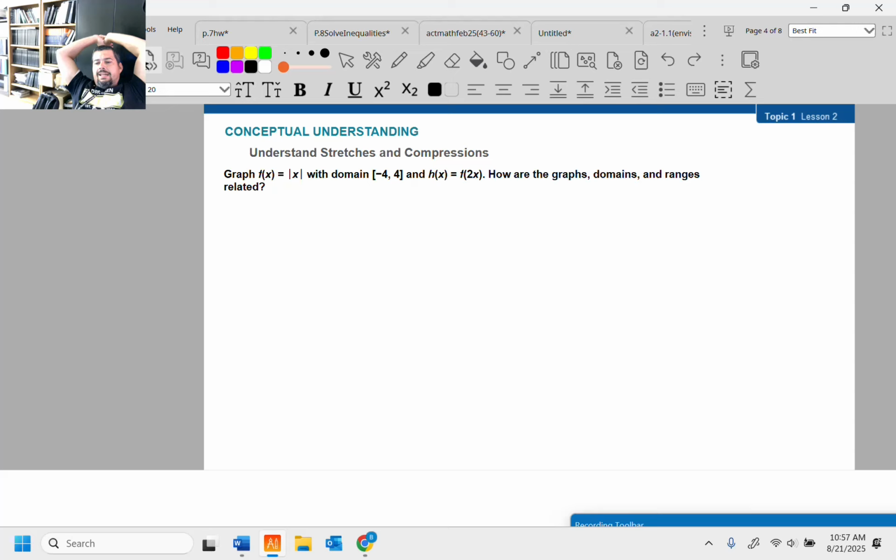Alright, graph f of x is the absolute value of x with a domain of negative 4 to 4, and h of x, which is f of twice x. How are the graph's domains and ranges related? So the best way to do this is simply to make a table.